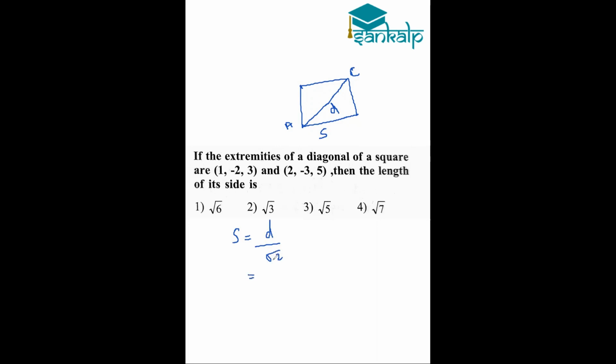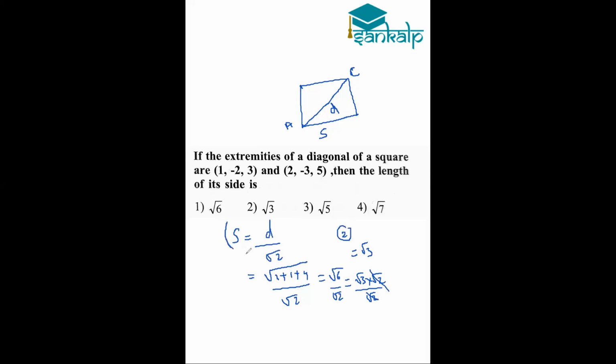Using the distance formula, we can simplify this. 2 - 1 is 1, 1 squared is 1. Next, -3 minus (-2) is -1, squared is 1. And 5 - 3 is 2, squared is 4, whole under the square root, divided by √2. On simplifying, we get √6 upon √2, and √6 can be written as √3 into √2. √2 will cancel off, so the answer is √3. So option 2 is the right option.